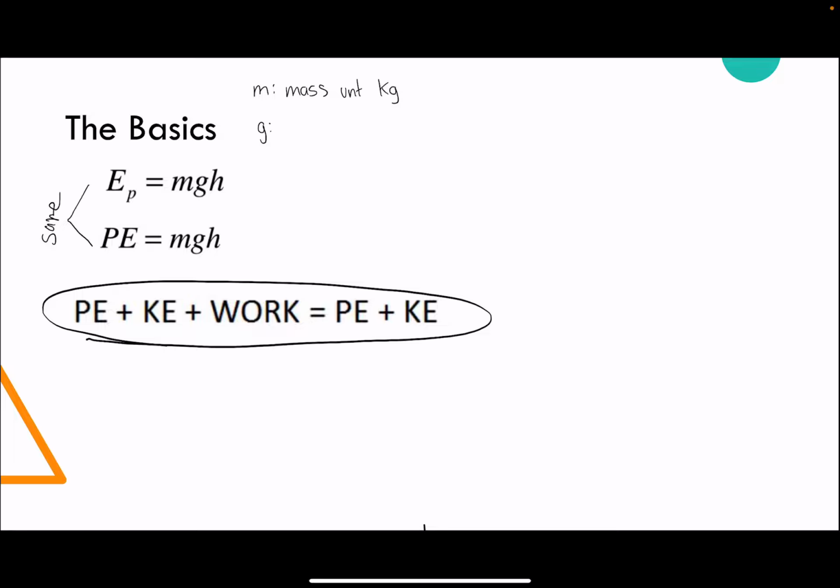Then g stands for gravity, right? And of course, we're going to be using the 9.81 meters per second squared constant, because we're going to be dealing just with situations where we're on Earth, so the gravity is always that of Earth.